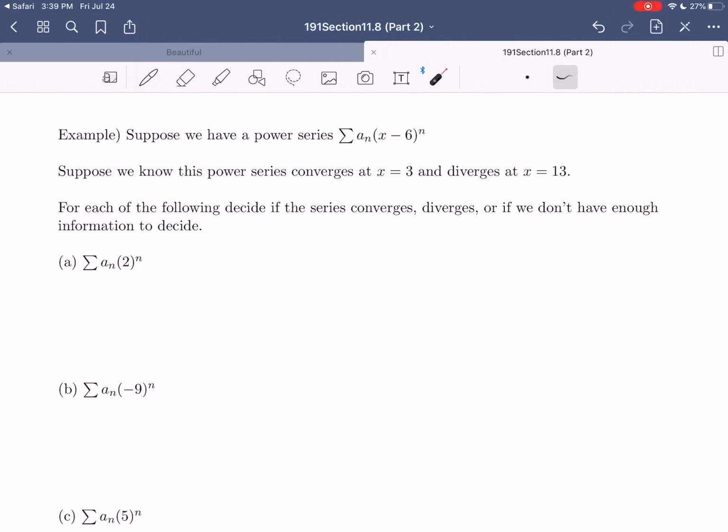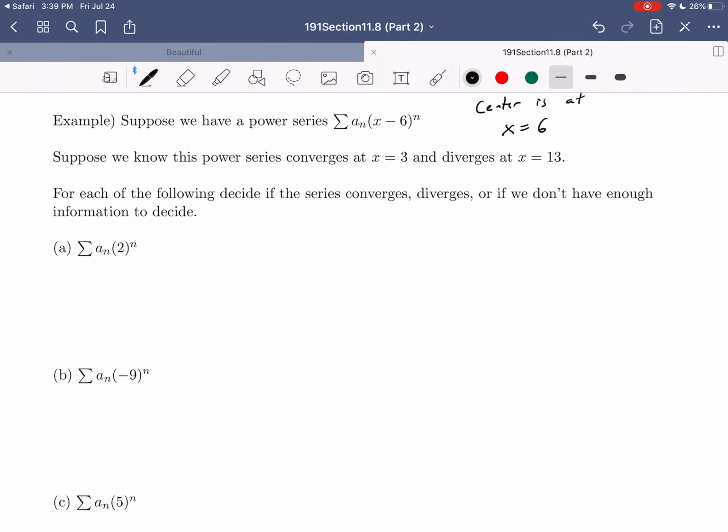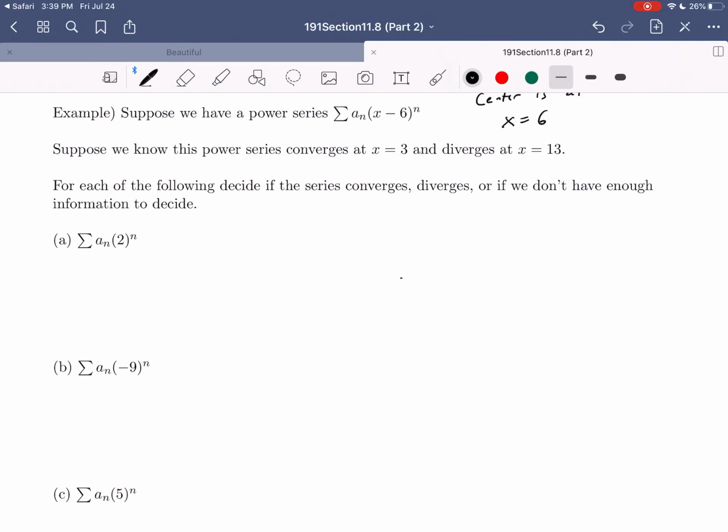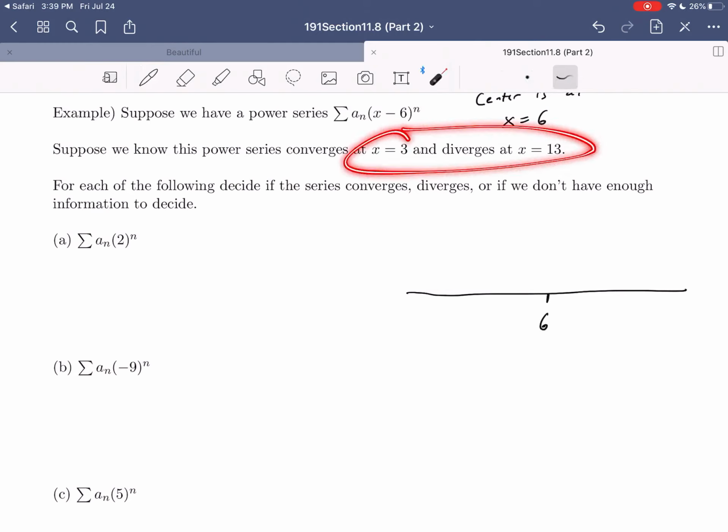All right, anyway, how are we going to approach this? First, let's identify the center of this series. If we look at the center here, we can immediately see that the center is at x equals 6. So we should make note of that. Before we start to tackle these questions, let's draw ourselves a little diagram. Okay, that's a terrible number line. There we go. So let's put x equals 6 here, and let's label some of these other important values.